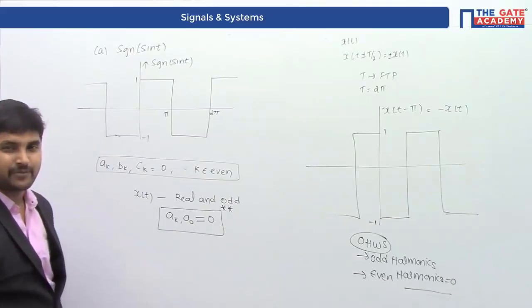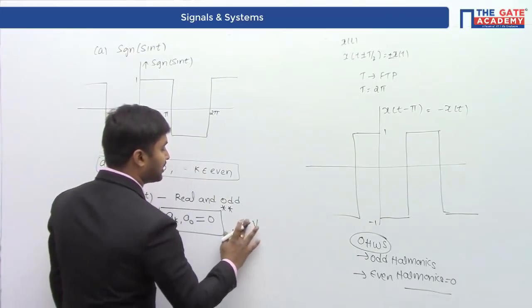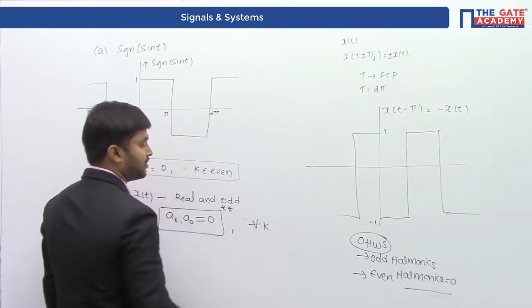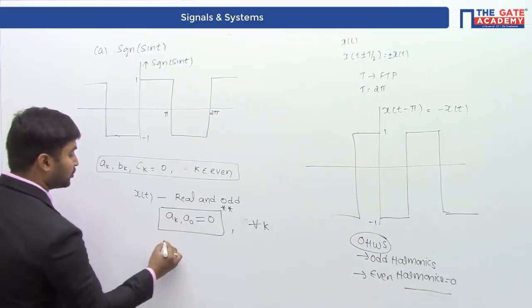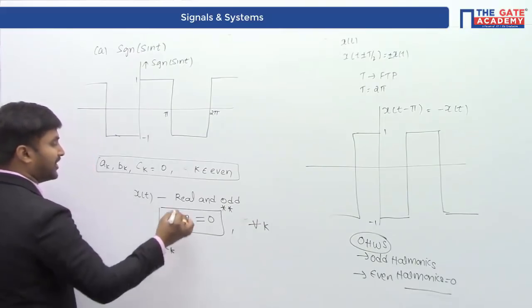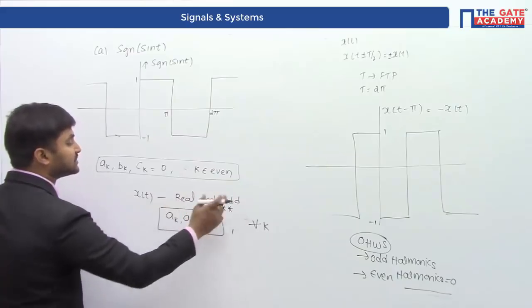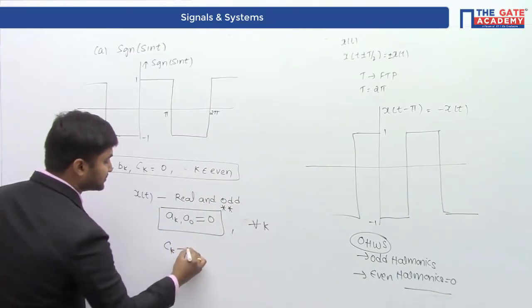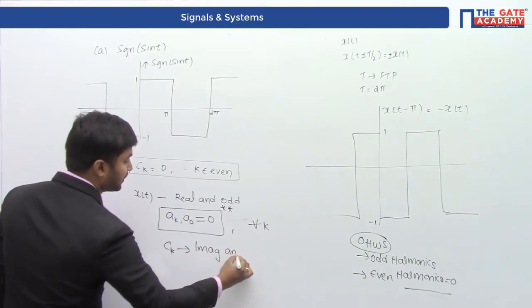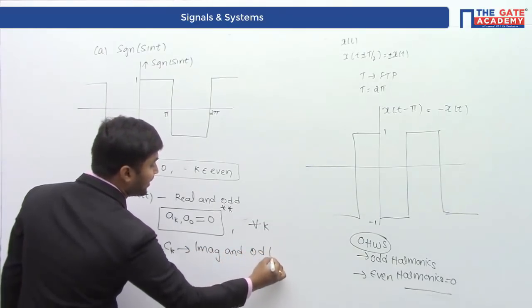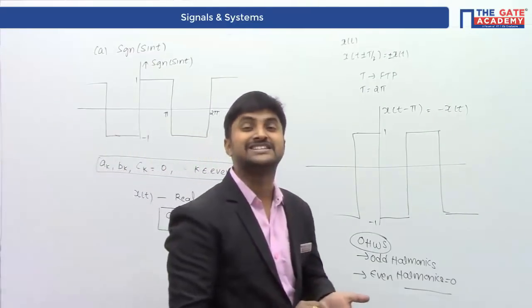The values of AK and BK will always be equal to 0 for every value of K, for all K. What about CK? Whenever the signal x of t is real and odd, the nature of CK will be imaginary and odd. These points are very, very important as far as the GATE examination is concerned.